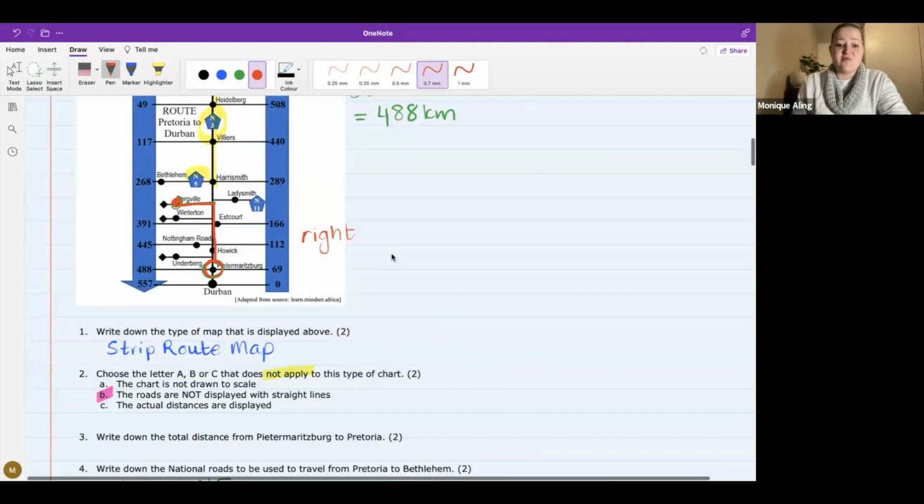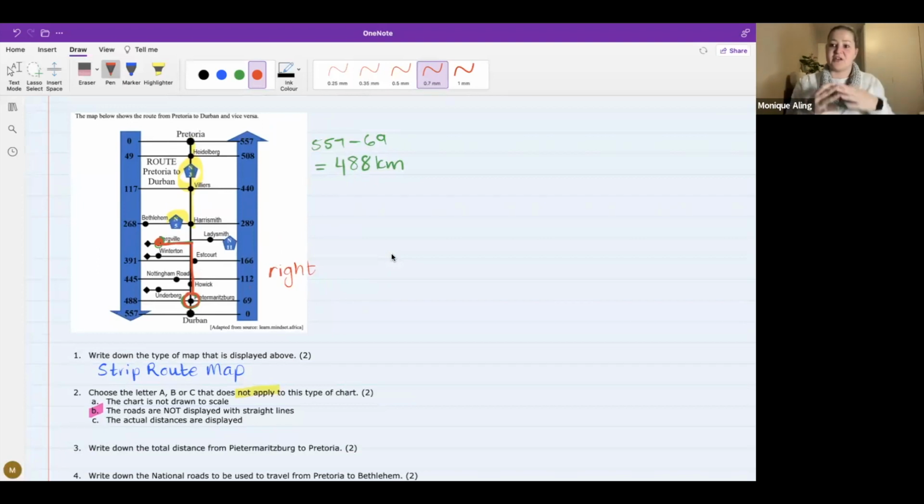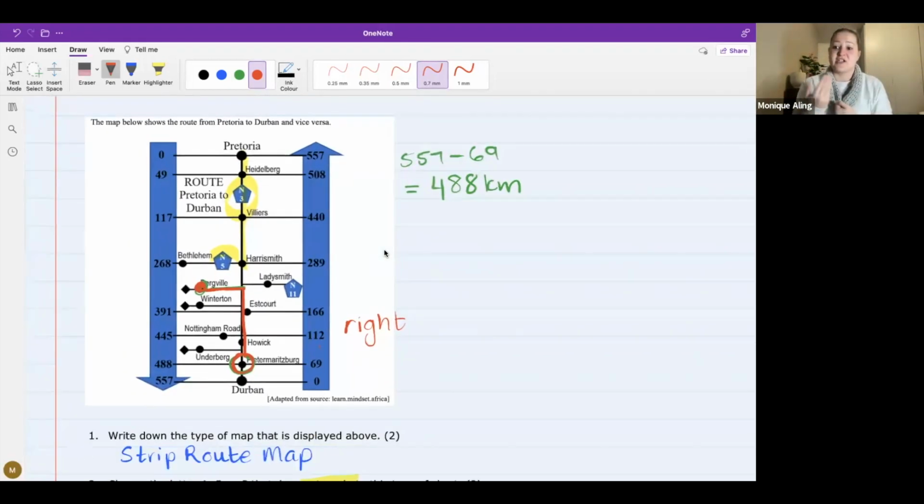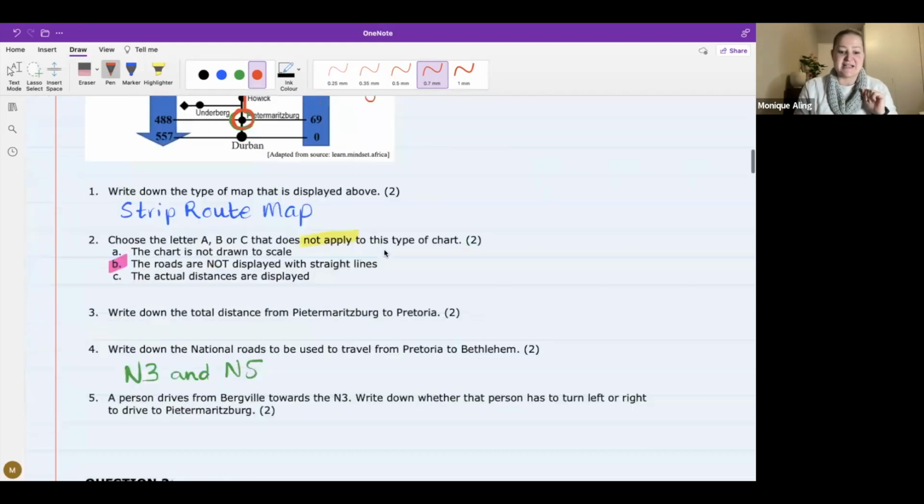Okay, so guys, these are really the common type of questions you can get with strip route maps. Quite often they're going to ask you, what kind of map are you looking at? They're going to ask you something about the distances on either side to make sure that you can read the map properly. They'll also ask about what road you travel on, and they might ask you, are you turning left or right, or what towns will you pass along the way? Those kinds of questions. So it's literally the same questions over and over again. It might just be a different strip route map that you'll be looking at. But it looks like you guys handled that really well. So let's go into our next question.